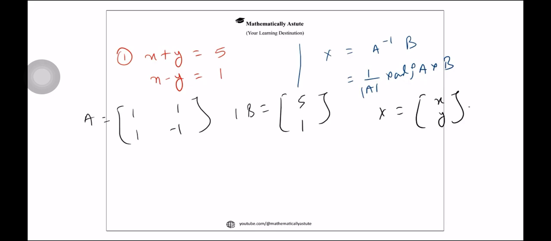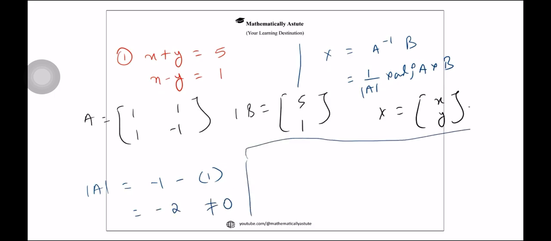For calculating the modulus of a 2 by 2 matrix, we will use the crisscross method, which is 1, minus 1, 1, 1. Now simply we will multiply 1 into minus 1, which will be minus 1, and in between a minus will be there, so 1 into 1 will give you 1. So the final answer is minus 2, which is not equal to 0. It means the inverse is possible.